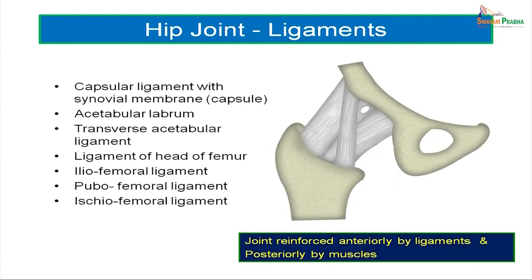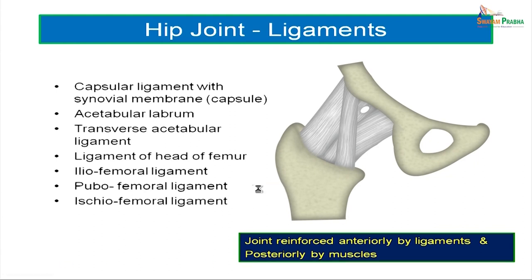Now coming to the various ligaments which form the hip joint, we will discuss the ligaments under the following heads: the capsular ligament or the capsule with the synovial membrane, the acetabular labrum, the transverse acetabular ligament, and the ligament of the head of the femur. These are fairly small ligaments. The big ligaments include the iliofemoral ligament, the pubofemoral ligament, and the ischiofemoral ligament. It is very important to remember that this joint is reinforced anteriorly by strong ligaments, and posteriorly by strong muscles. We will see these relations when we come to the relations of the hip joint later in the lesson.